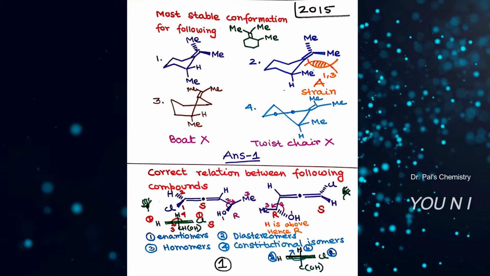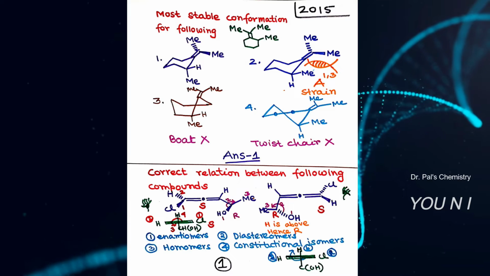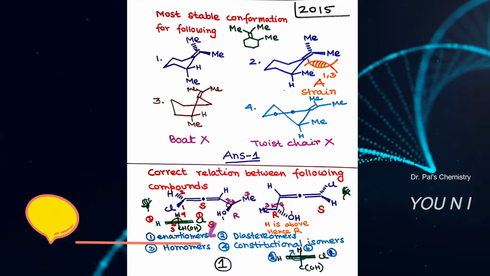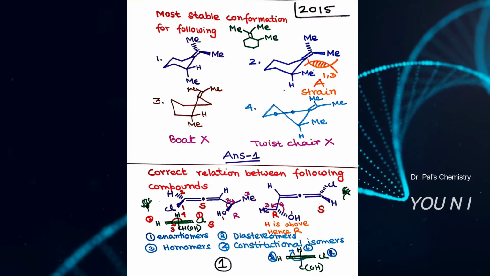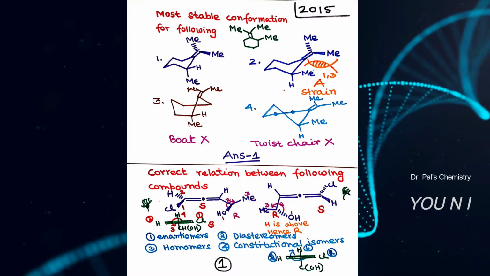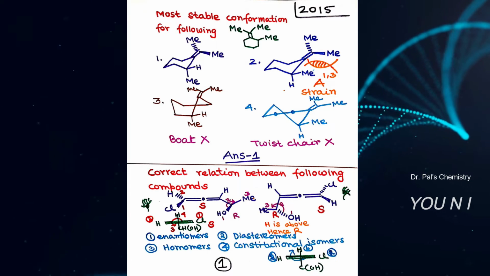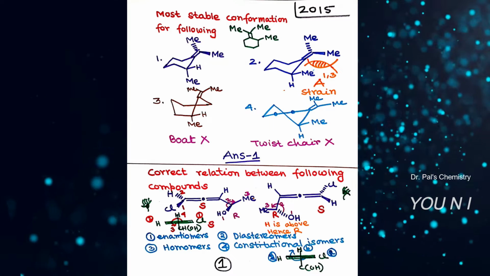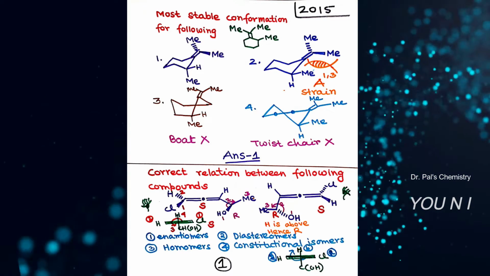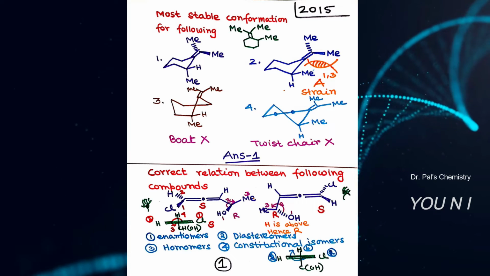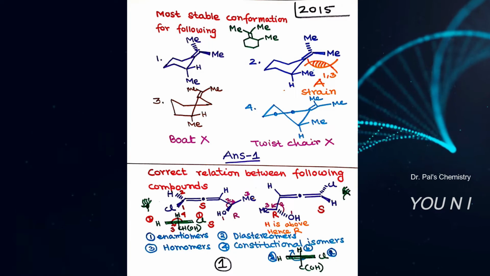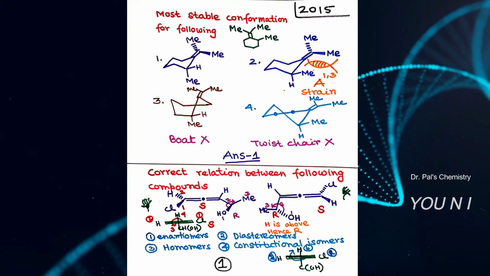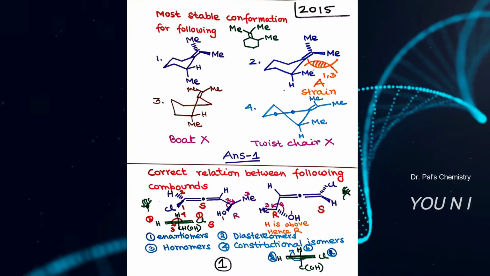They have given one compound, a cyclohexylidene derivative, and if we investigate the four options, it is clear that the third and fourth options we have to cancel, because in the third option there is a boat form and in the fourth option there is a twist boat form. Of the leftover options 1 and 2, in option 2 there is allylic 1,3 strain, which makes the conformer unstable. Hence our final answer will be option 1.